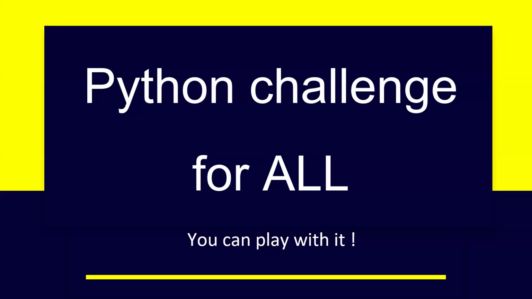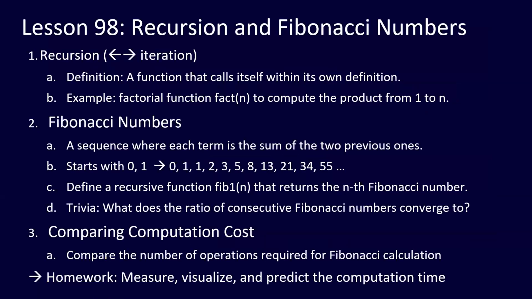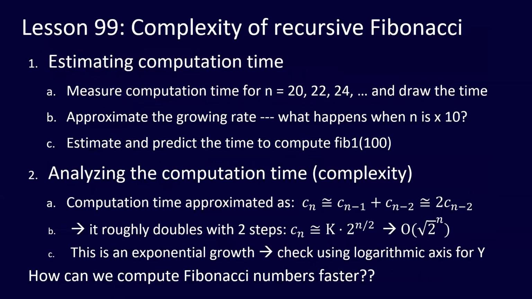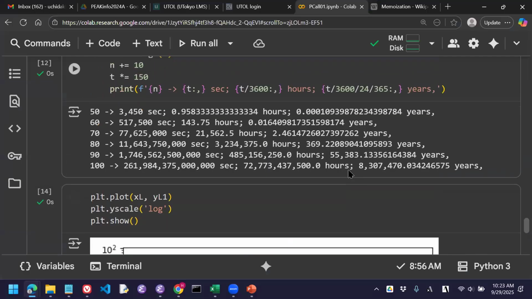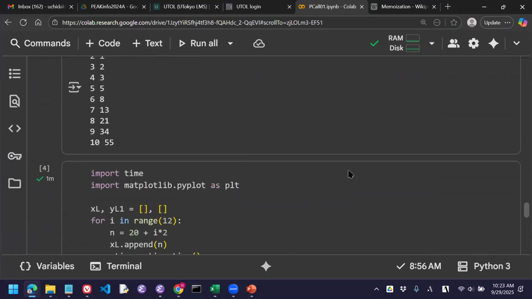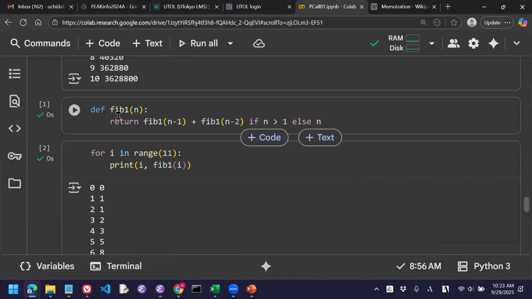Hello everyone. So welcome back to Python Challenge for All. Let's continue our work on Fibonacci numbers. So first we defined Fibonacci numbers and then calculated using recursive function. Now the code is like this, a very simple implementation, right? Very simple, that fib(n) equals fib(n-1) plus fib(n-2).